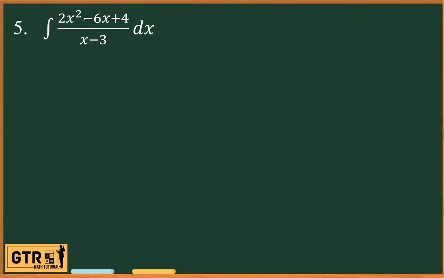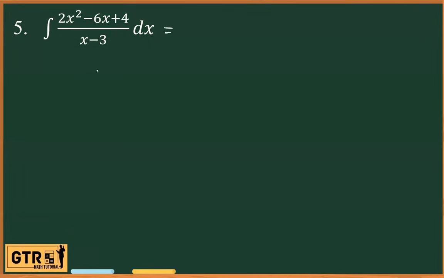Next, number 5. We have the integral of 2x squared minus 6x plus 4 over x minus 3 dx. For this type of problem, we have a rational expression where the degree of the numerator is greater than the degree of the denominator. So we can simplify this by dividing. We can use long division, or we can use synthetic division.